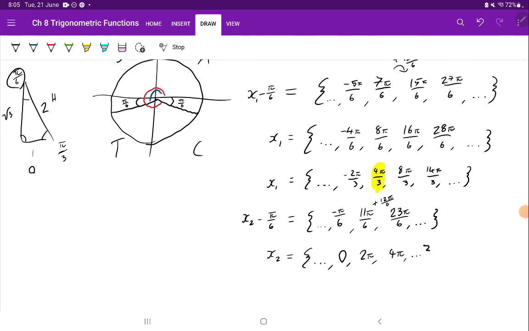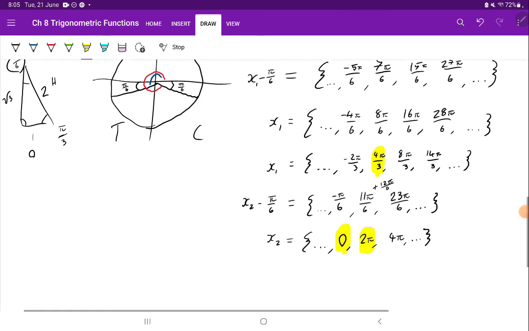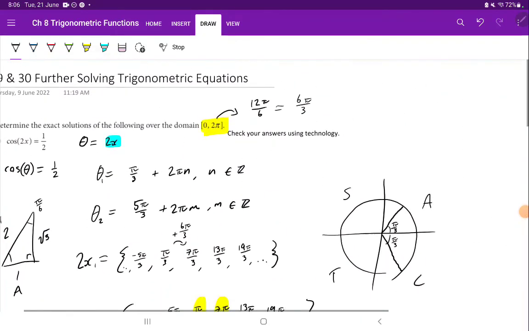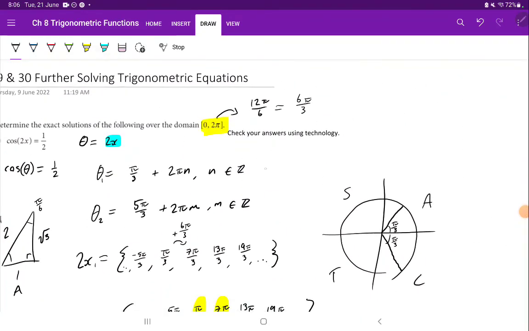So this is my new family of solutions. Which ones lie between 0 and 2 pi? Well, 0 and 2 pi do. So in this case, we actually have 3 solutions. So x is equal to the set 0, 2 pi, and 4 pi on 3. And that's it. Just those 3. Because again, in reality, we have an infinite number of solutions, which is what these guys represent, the infinite family. But we're only interested in the ones between 0 and 2 pi.